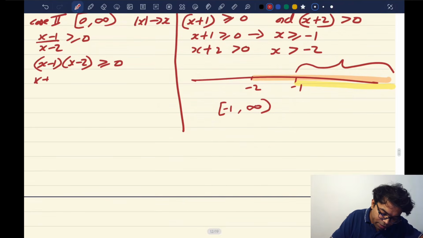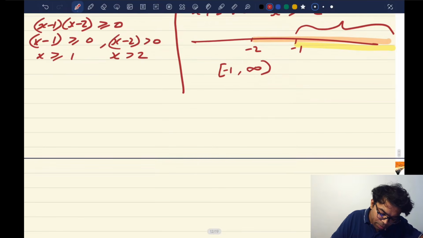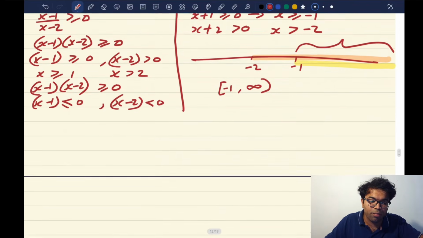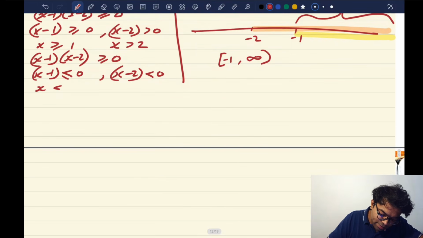So x minus 1 will be greater than or equal to 0 and x minus 2 will be greater than 0. So I'll get x is greater than or equal to 1, x is greater than 2. Now similarly, (x minus 1) into (x minus 2) is greater than or equal to 0: x minus 1 is less than or equal to 0, and x minus 2 is less than 0. So one case was when both of them are positive, you are getting positive, and when both of them are negative, again you are getting positive. So this will be x is less than or equal to 1, this will be x is less than 2.